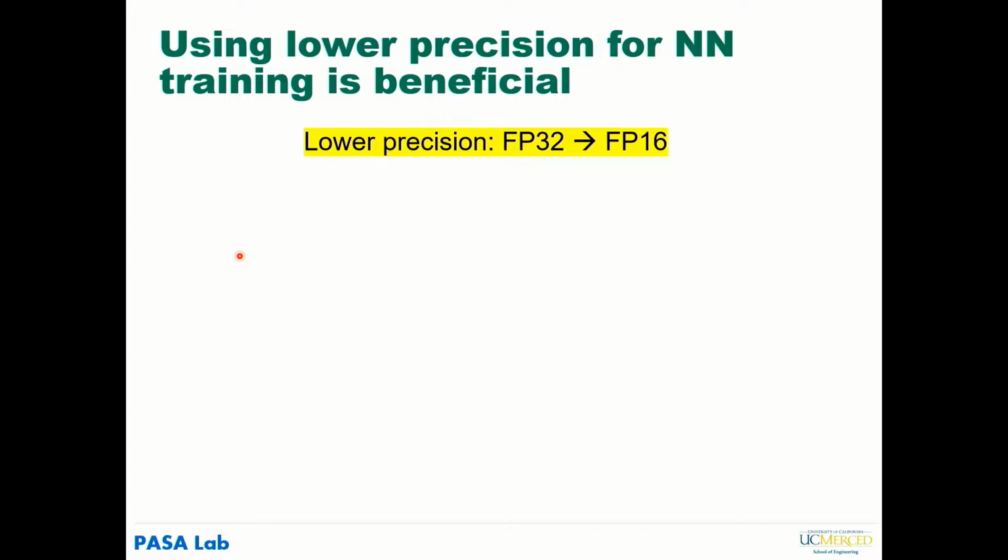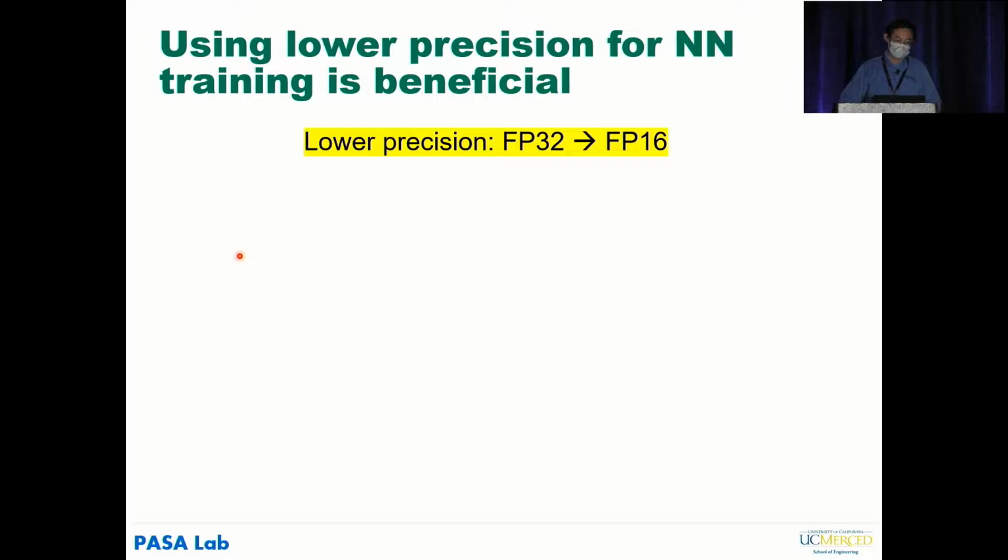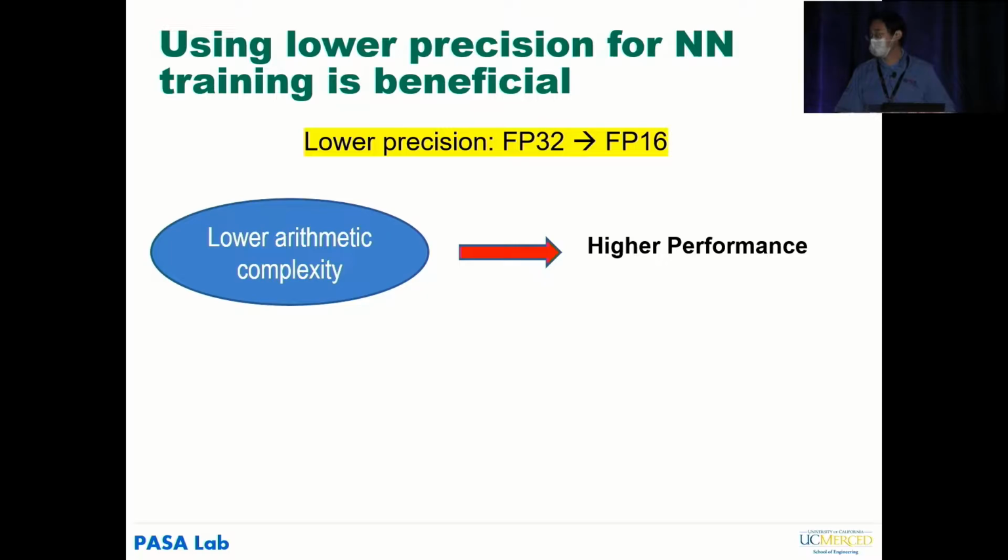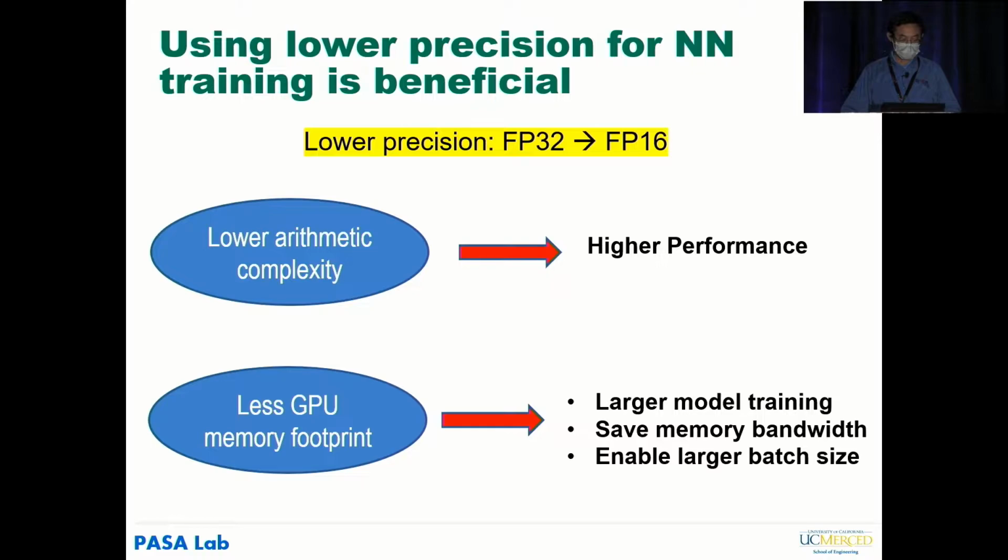You have probably heard about using lower precision training, and obviously there's a lot of benefit in doing so. Instead of using full precision training like FP32, you use FP16 in some operators and in some tensors. For example, you can lower arithmetic complexity, which means you can potentially reduce training time. You can also save GPU memory consumption, which allows you to train larger models using larger batch sizes, and even save memory bandwidth. So that's good.